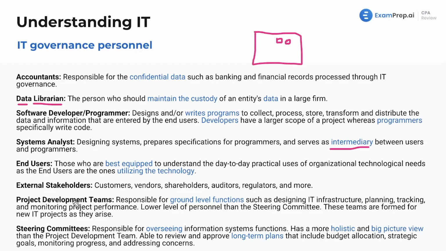The project development team, this is a team responsible for ground level functions such as designing IT infrastructure, planning, tracking, and monitoring project performance. So, lower level of personnel than the steering committee. We'll see the steering committee in a second. These teams are formed for new IT projects as they arise. So, you can think the steering committee is the overall overseer, it's kind of like the developer, and these are the more programmers. So this is the head honcho, the boss.